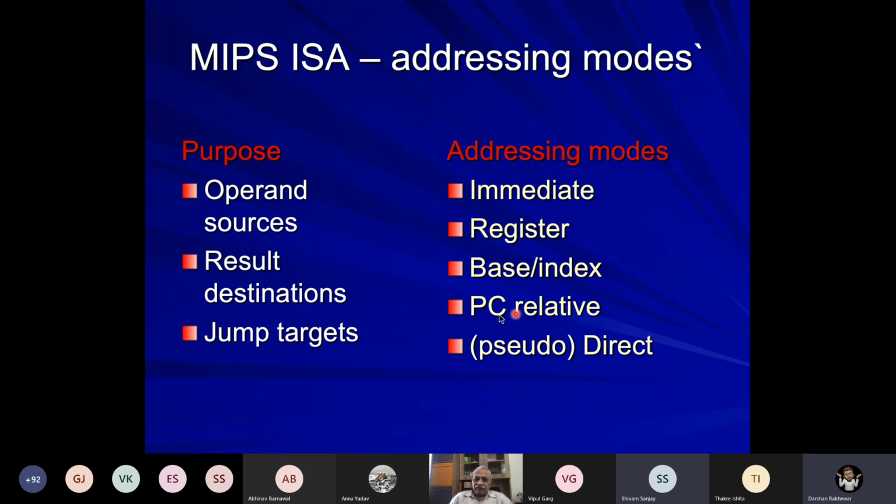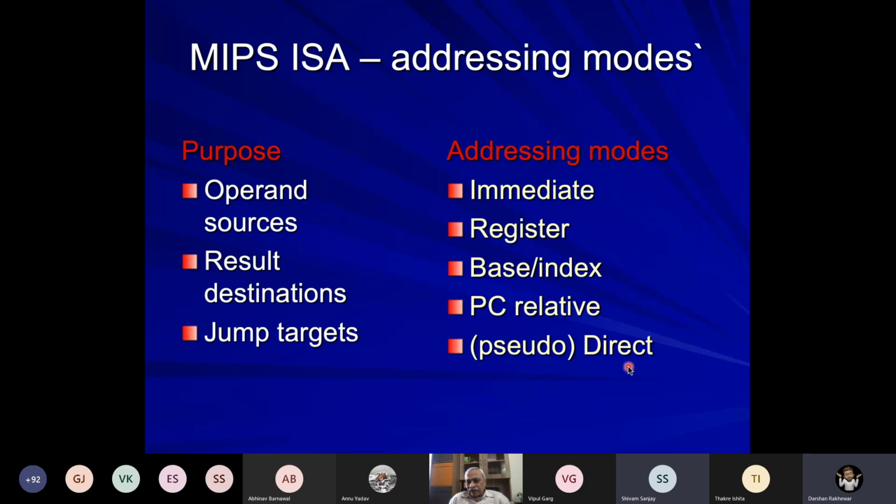Then there is a PC relative addressing mode, which is typically used for branch instructions. Here, the target address is provided as a relative offset with reference to the PC or the current instruction. And then there is direct addressing mode, which means the address is specified as part of the instruction.